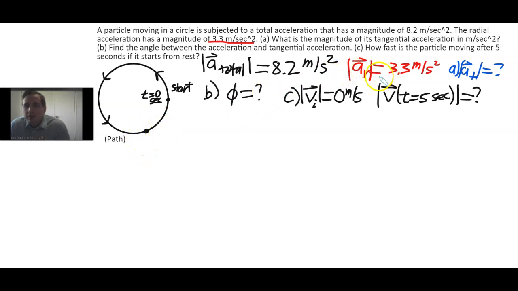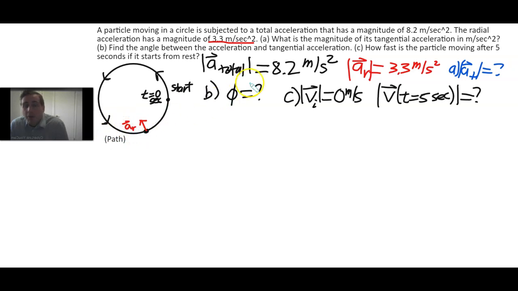Radial acceleration is always directed inward toward the center of the circle. Note that it's somewhat small, because it's 3.3 meters per second squared. And we want to know the tangential acceleration. So first, let me sketch the radial acceleration, which again is somewhat small and towards the center of this circle. This is meant to be a sub r, the radial acceleration.